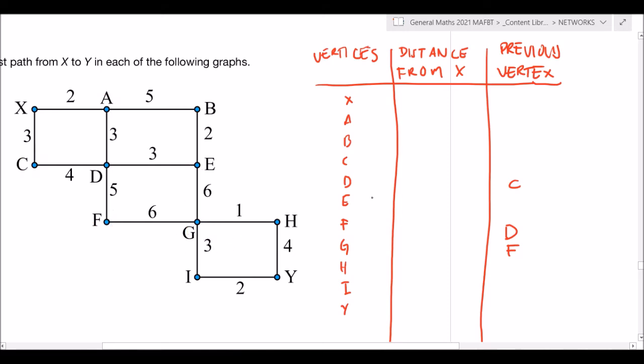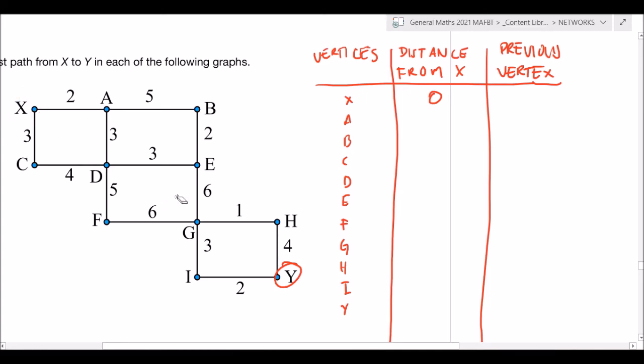So let's fill out this table. Starting at X, and then trying to get to Y, let's go from there. At X, the distance from X to X is basically going to be 0, because that's our starting point. X to X is going to be 0. We've started there, and the distance to get to X from where you started is 0.